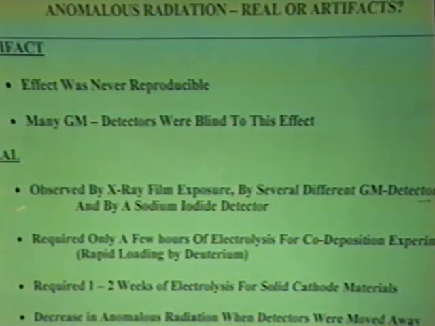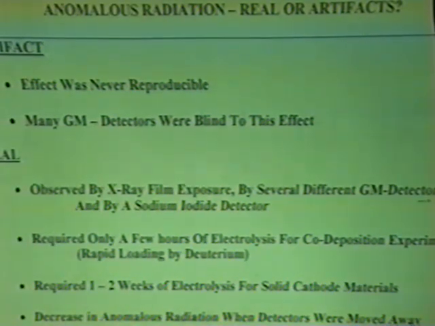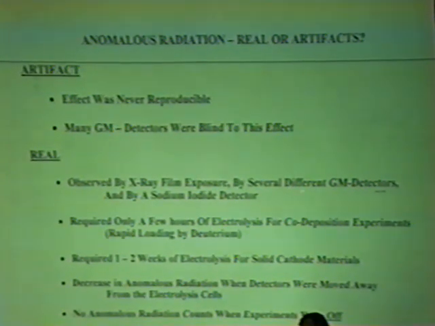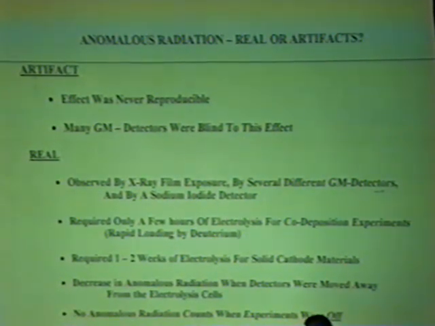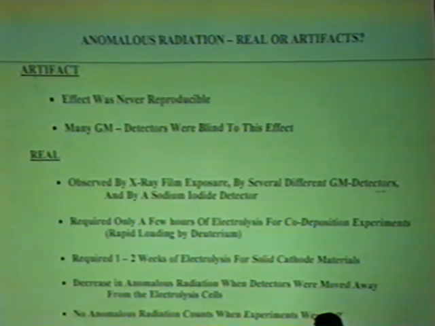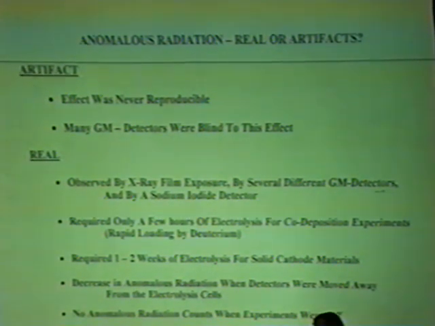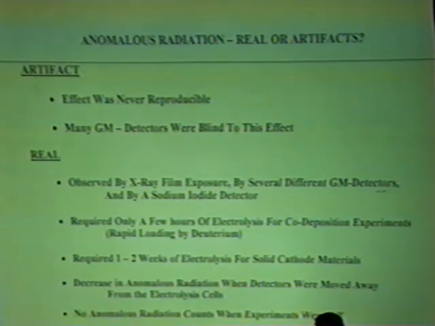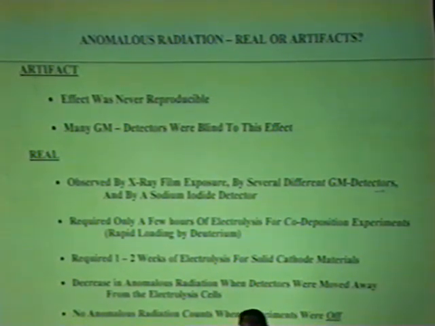The arguments why it's real: well, we've seen radiation by X-ray film exposure quite early on, by several different GM detectors from two different companies that we used, and also by a sodium iodide detector. And I think one of the strongest pieces of evidence is that this effect required only a few hours for co-deposition experiments, where there's rapid loading. But it always required 1 or 2 weeks before it would show up if we used a solid cathode and ordinary electrolysis like you do for excess heat studies. And we saw it decrease when detectors were moved away and increase when we brought them back to the cell. And we never saw anything strange, no anomalous counts, when experiments were not running.